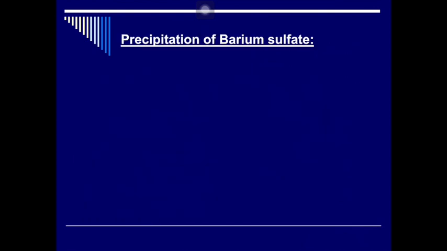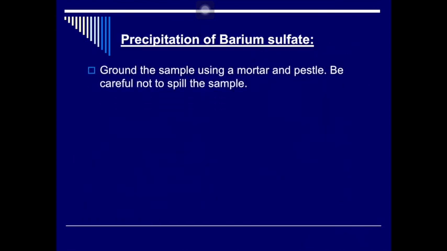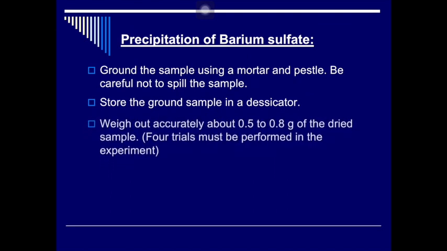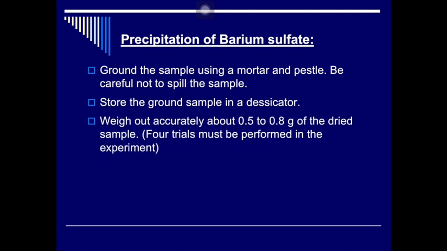So after constant weighing is the precipitation of barium sulfate. Grind your sample using a mortar and pestle and be careful not to spill the sample. Store the ground sample in a desiccator and weigh out accurately about 0.5 to 0.8 grams of your dried sample. 4 trials must be performed in the experiment.